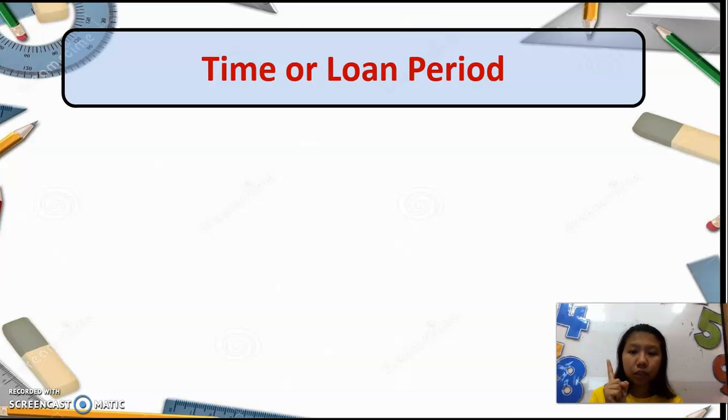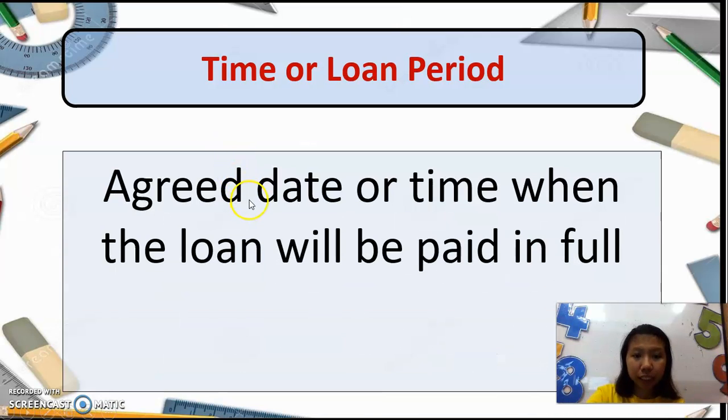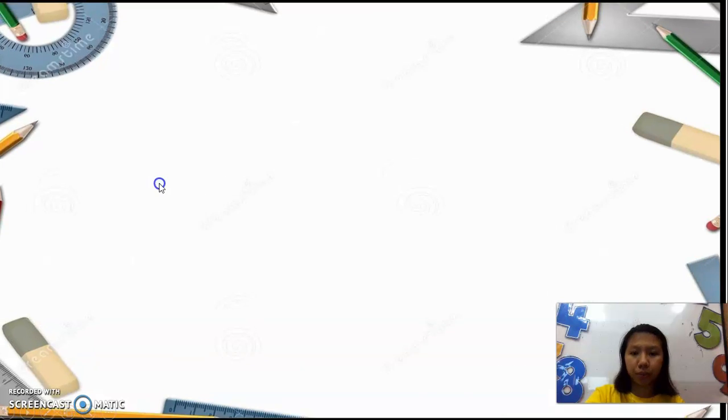We have the bank year, which is 360 days only. So that's when we say bank year. Next one is normal year, wherein it has only 365 days. And then the third one is leap year. So when the time is leap year, we must use 366 days for the divisor of the time or the loan period. Okay. So it is the agreed date or time when the loan will be paid in full. So that will be the time or loan period.